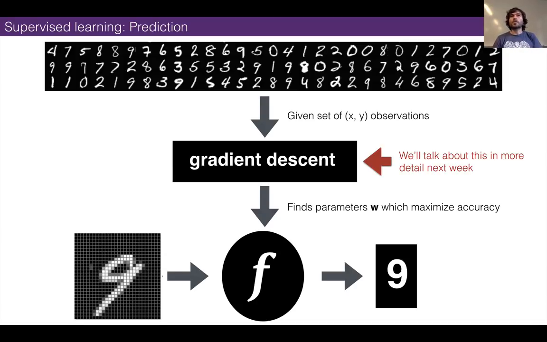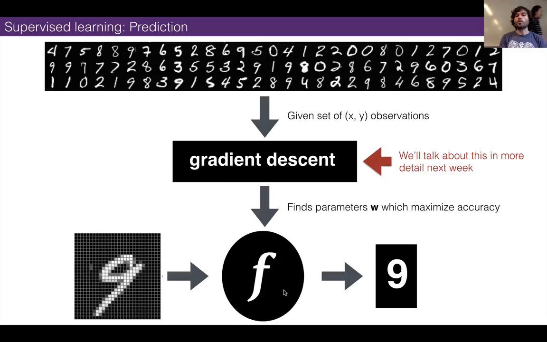More concretely, the way this generally works in supervised learning is, we'll have an image, let's say for something like image classification, and we're going to use a learning algorithm called gradient descent. We are given a set of x, y observations that we know, and we have to find the parameters, right? We'll talk about what W is in just a moment. We'll find the parameters which maximize the accuracy of this particular supervised learning algorithm.